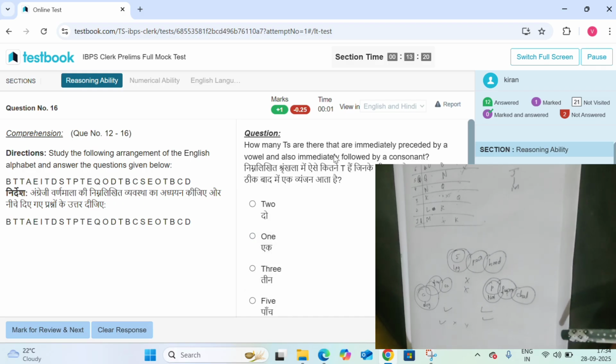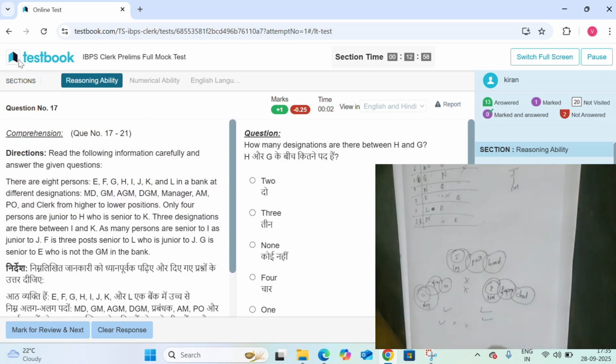How many T's are there which are immediately preceded by a vowel and followed by a consonant? Vowel, T, consonant. One. Next, vowel, T. No. Vowel, T, consonant. Two.